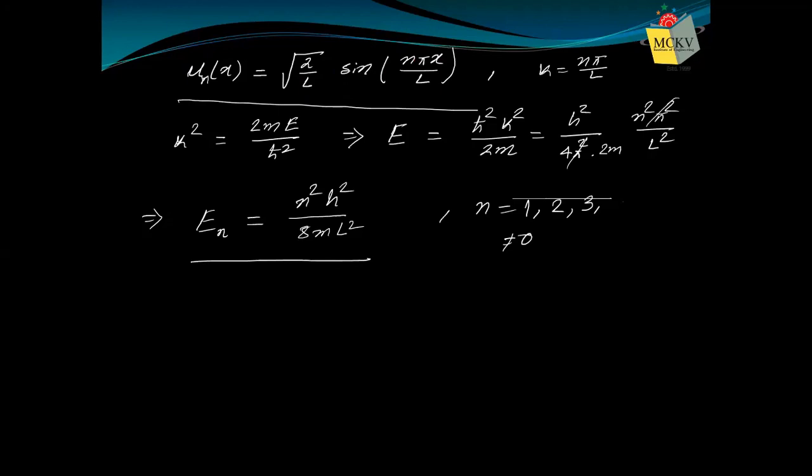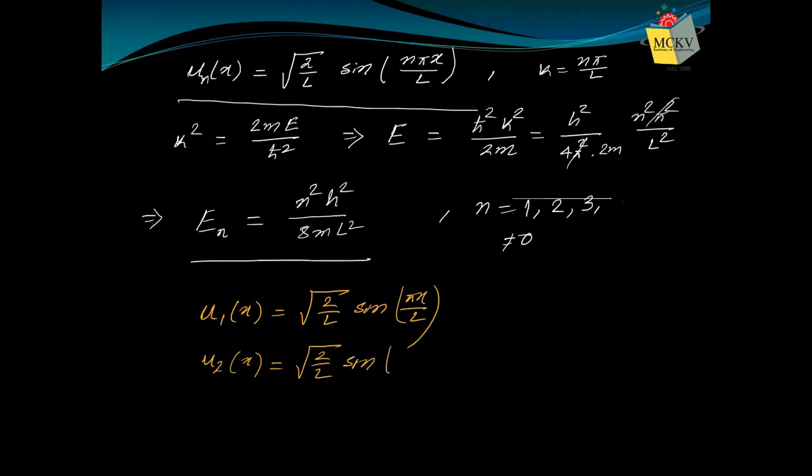That means u will have defined values. We have u1, which will be root 2 by L sin pi x by L. u2 will be root 2 by L sin 2 pi x by L, and so on. So we can have different wave functions. That's why I am using this n symbol here, so that we can differentiate among those wave functions as u1, u2, u3, etc.